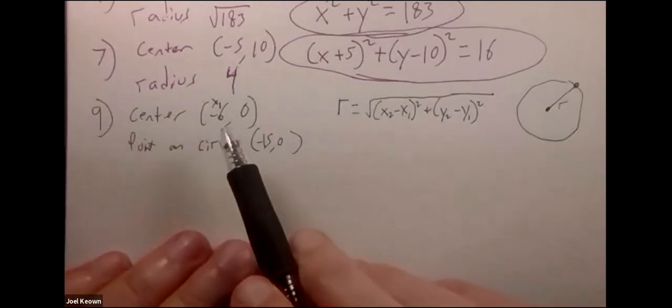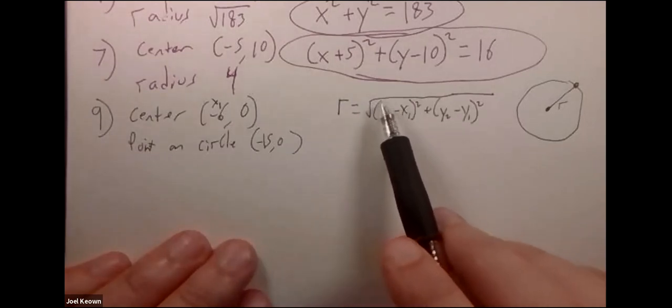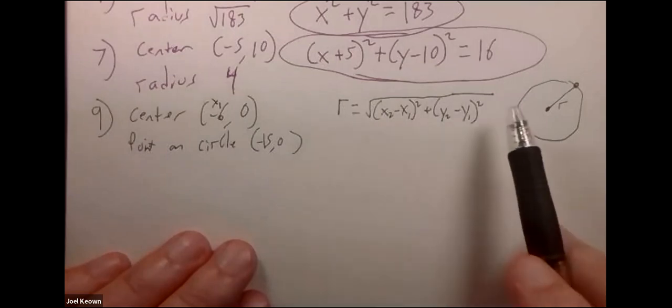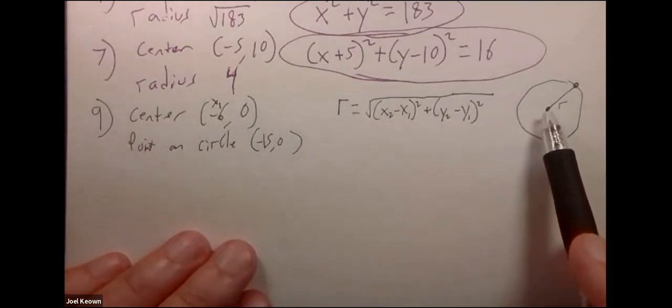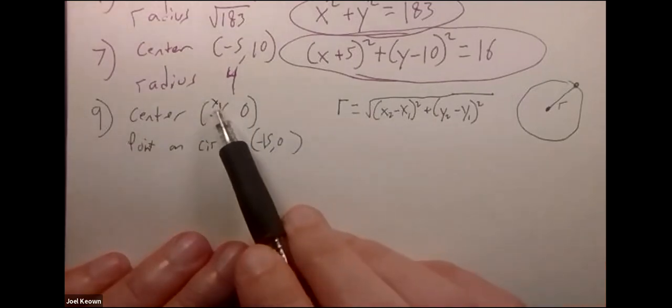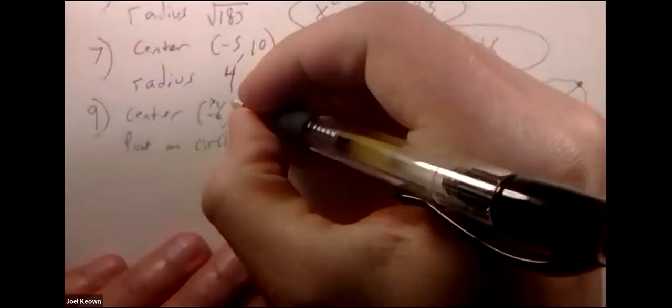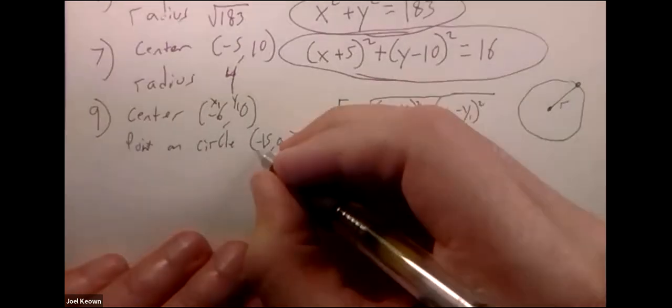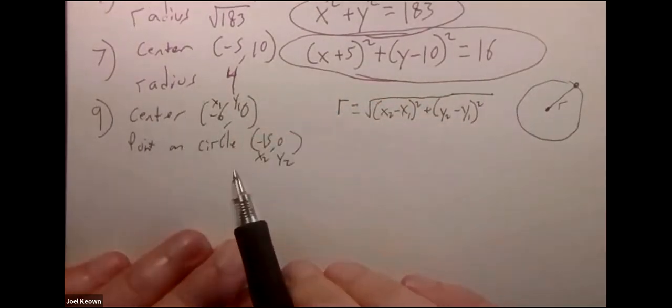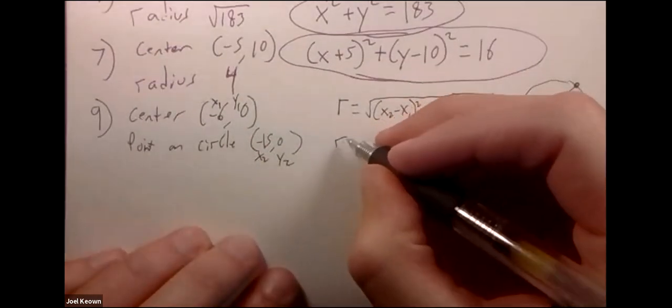Actually, pause if you need to. This is my equation. This is the distance formula. Instead of the D here for distance, I put R because R is the distance from the center to the point on the circle. So I'm going to call this one x1, y1, x2, y2. I could have switched them, doesn't matter. And now I'm going to plug in.